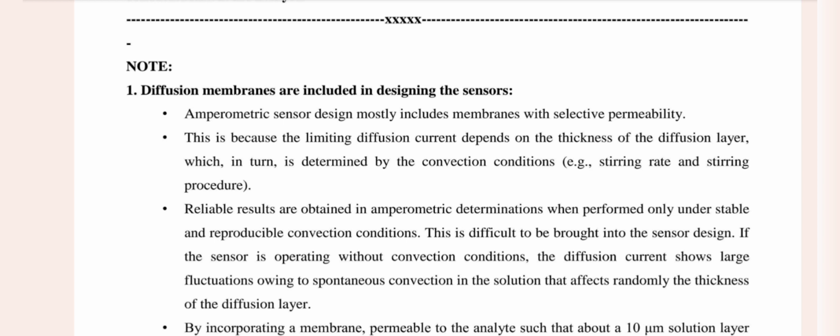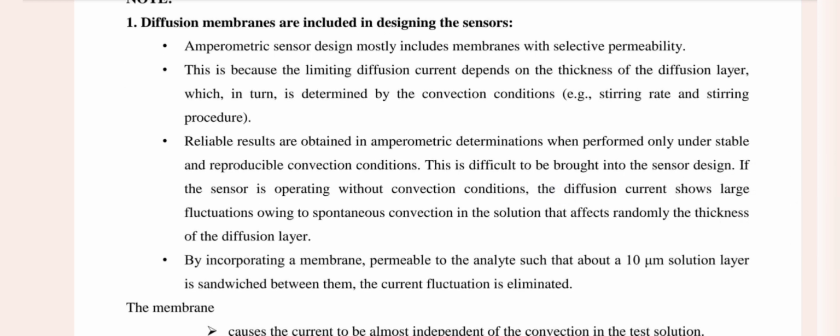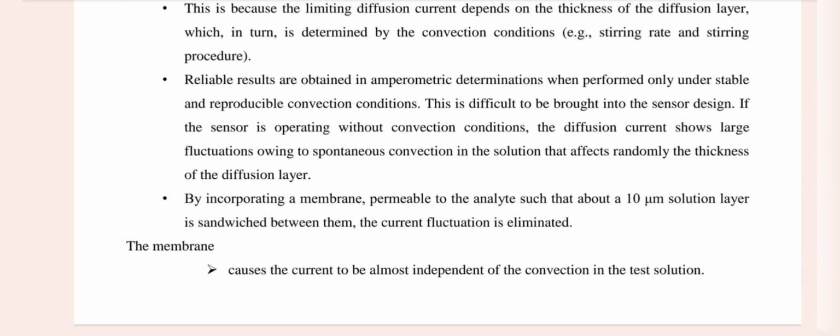Okay, if now we are not stirring it, but there occurs some spontaneous convection in the solution that affects randomly the thickness of the diffusion layer. So by incorporating a membrane permeable to the analyte such that only about a 10 micrometer solution layer is sandwiched between them, we can eliminate the fluctuation. So we can conduct the experiment without convection or without stirring by using the membrane. The membrane causes the current to be almost independent of the convection in the test solution. So this is the function of incorporating a membrane in the amperometric sensor.